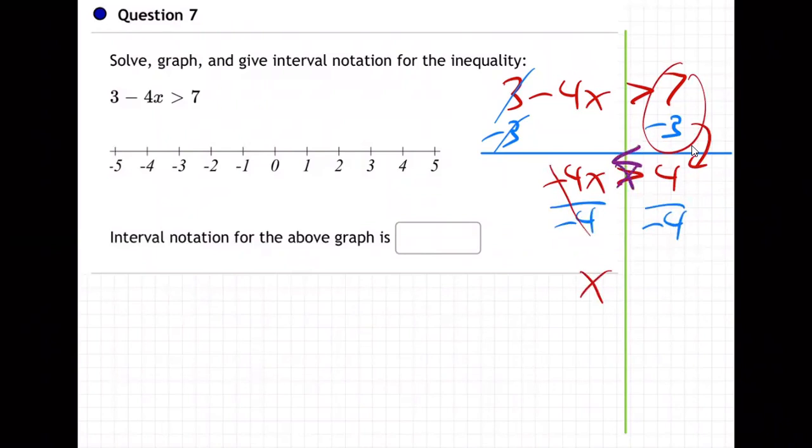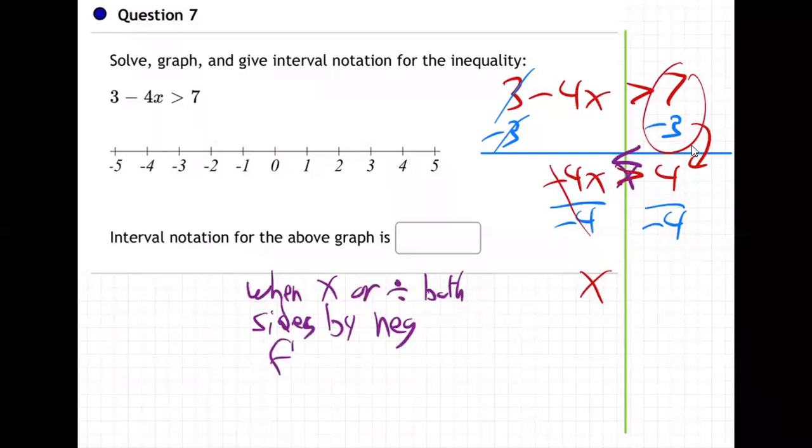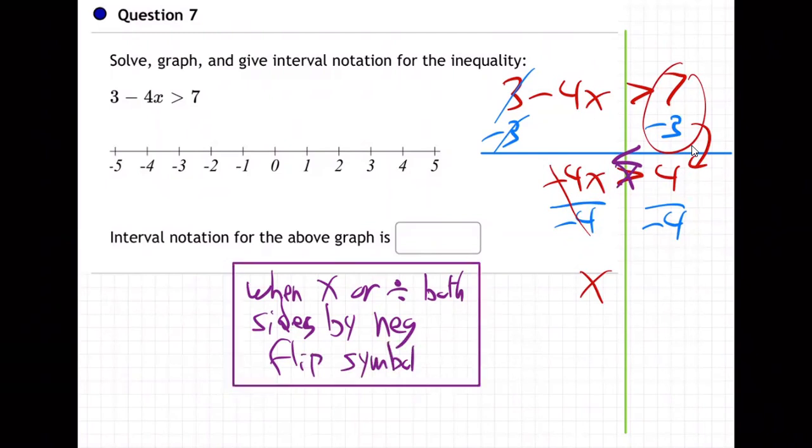So let me write a little note here. I don't know where to put it. I'm kind of out of room. When you multiply or divide both sides by a negative, you must flip the symbol. So when you multiply or divide both sides, see how I'm dividing? It's about what you put under the bar, because that's what you're dividing by, right?